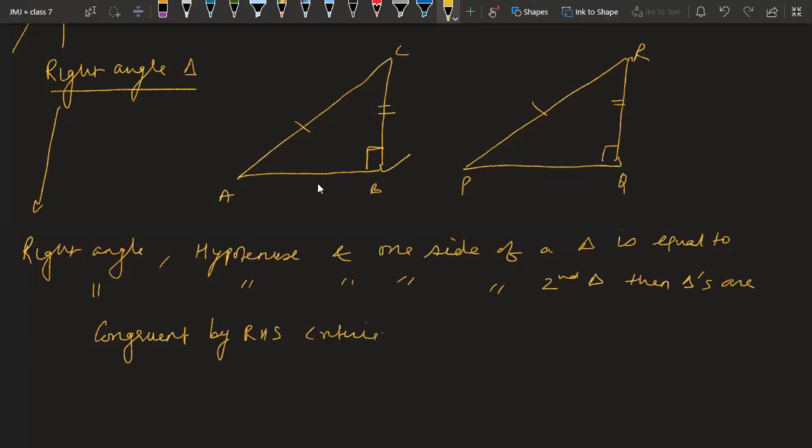So class, we have observed one thing. If we had a simple triangle, this criteria wouldn't have helped. But just because it is a right angle triangle, we can utilize this RHS theorem.